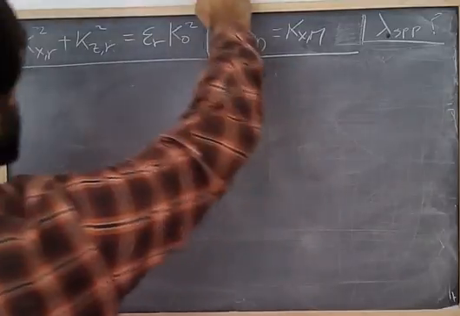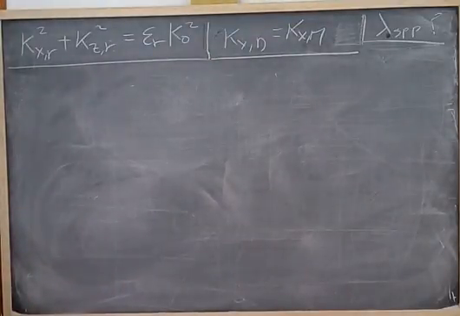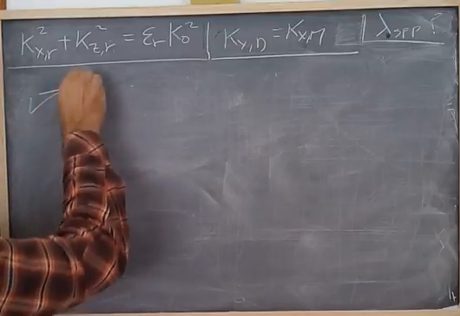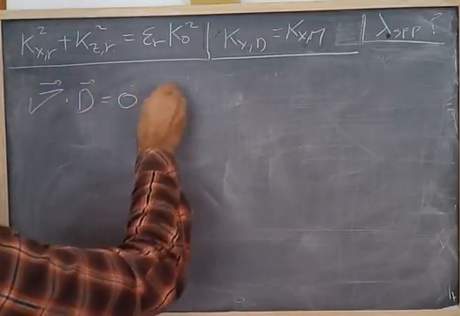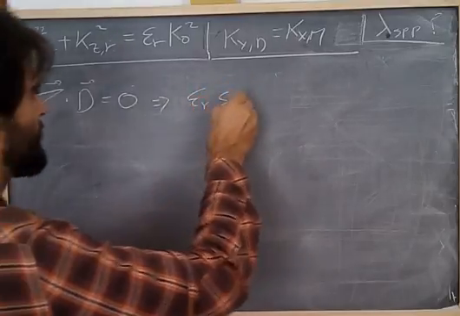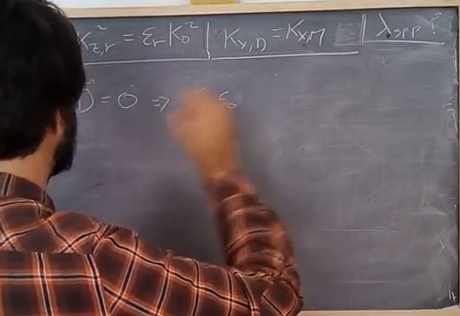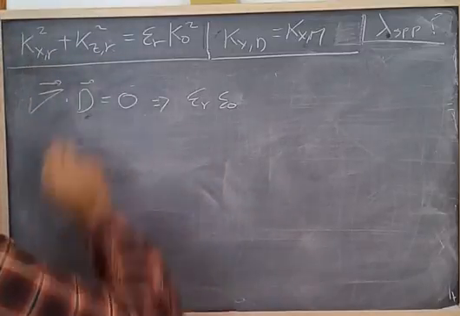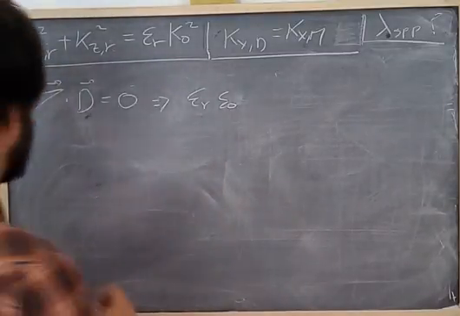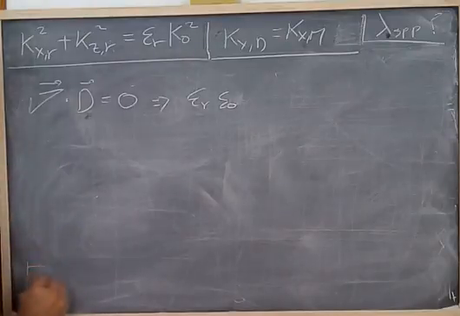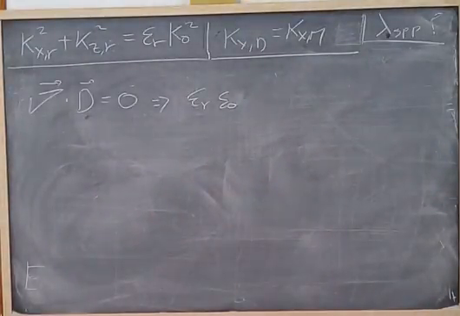Right. Another condition. The second condition is given by the Gauss law. We know from the Gauss law this is equal to 0. This means that epsilon r, epsilon 0, I am going to use here the electric field.